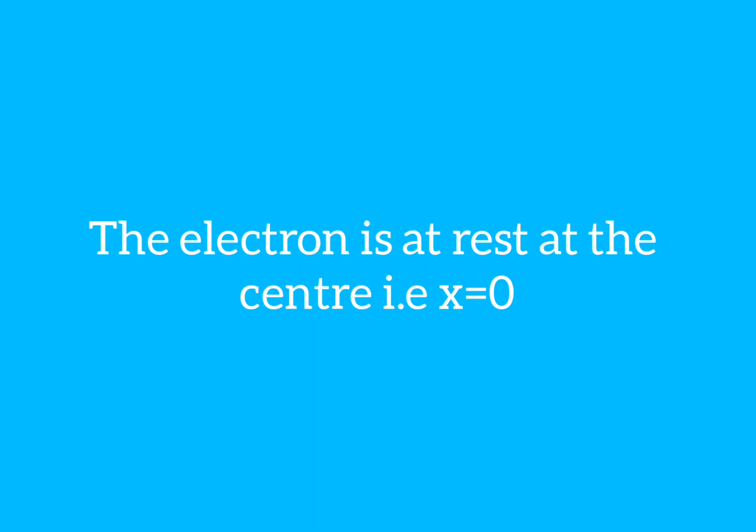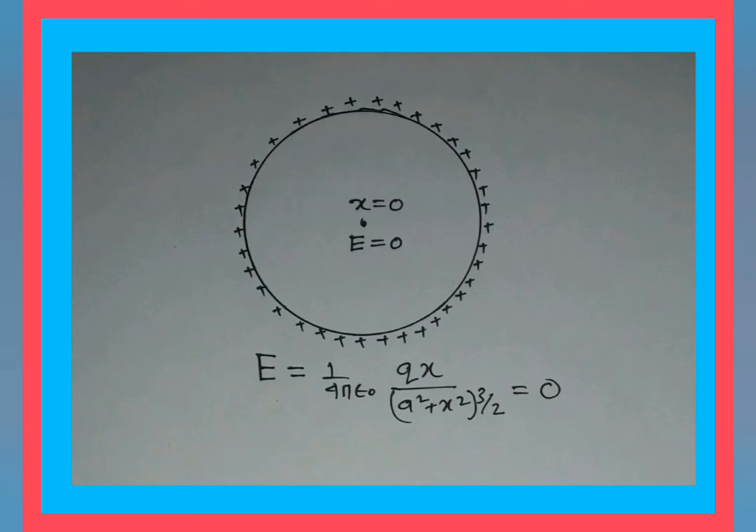Now, what will happen if the electron is at rest at the center of the ring? According to our previous relation, the electric field at the center of the ring, that is at x equal to 0, E equal to 0. This is why the force on the electron is 0 and therefore the electron remains at rest at the center.